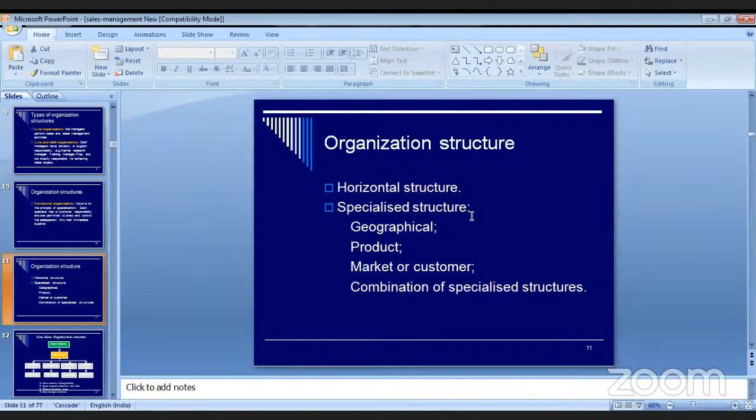Why are we reading this structure in case of sales organization management? See, every time you can face a lot of problems. Your management will say something, your team boss will say something, you can say your team leader is saying something.